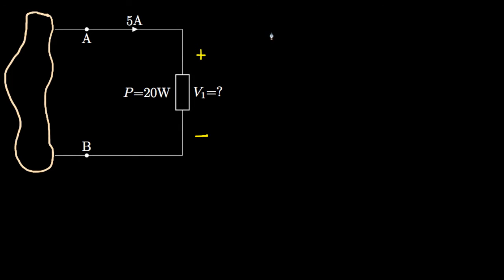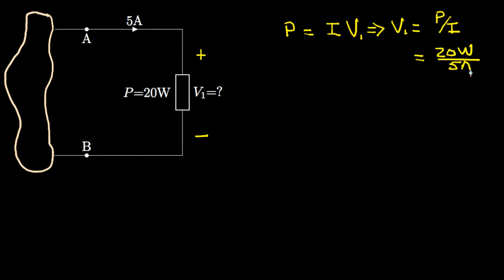Now in this situation, the power, as the current arrow enters on the positive side, will have a positive current times V1, the voltage. So that tells us that the voltage is going to be equal to the power divided by the current, which in this case is 20 watts divided by 5 amps, which would be 4 volts.